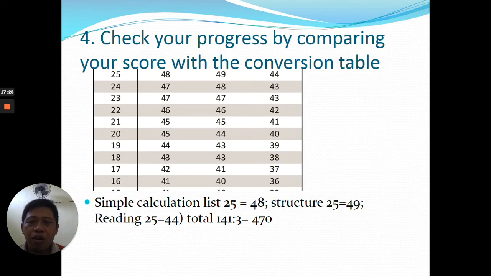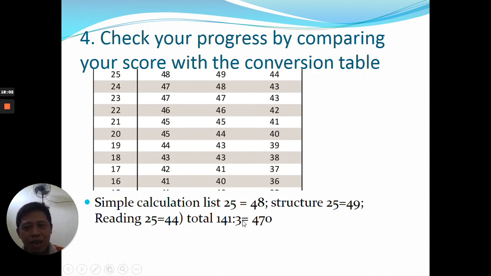Once you have got the EP score, for example, in your previous test, you need to check your progress by comparing to this. Look, the first column is actually the number of your correct answer. The second column here is listening comprehension, the second column is structure and written expression, and the last column is reading comprehension.